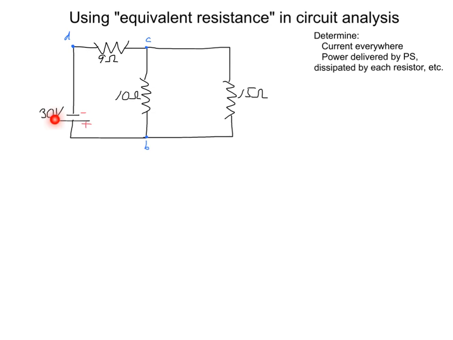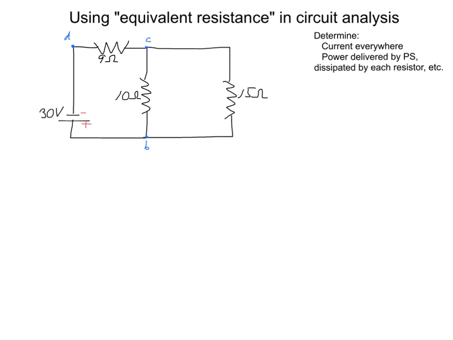We have a 30-volt power supply, and so we've got current leaving the 30-volt power supply. At this junction I've labeled B, some of the current will go this way, some of the current will go this way. So we've got these two parallel paths. The current comes together, and then all comes through a 9 ohm resistor and flows back into the power supply. So basically we have a parallel connection that's in series with another resistor.